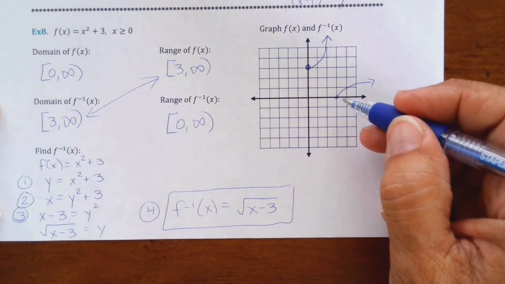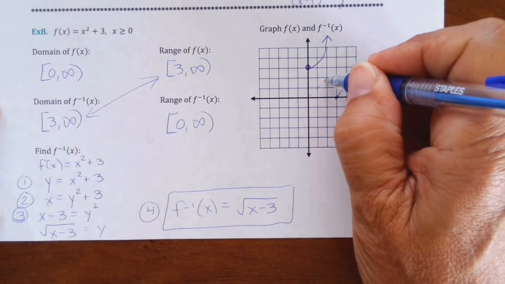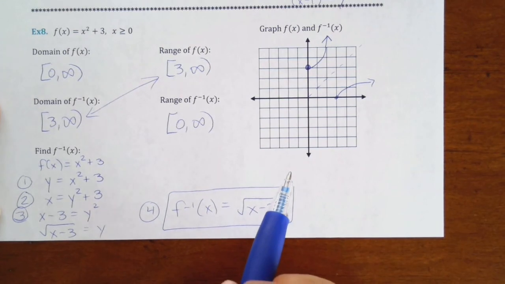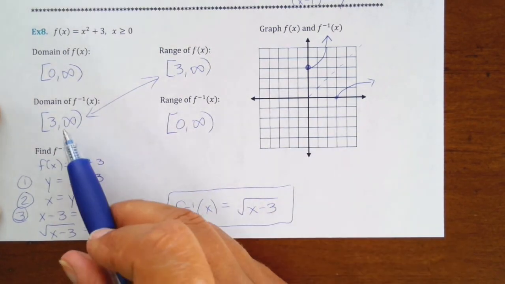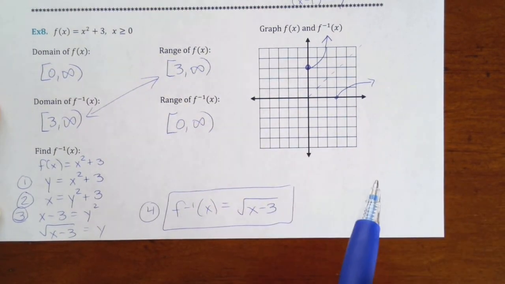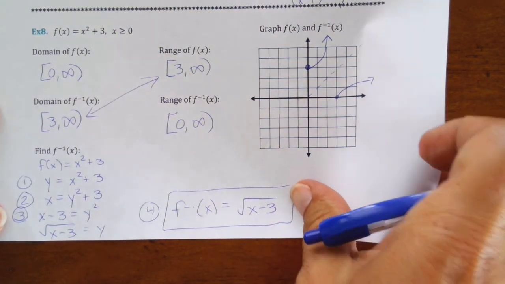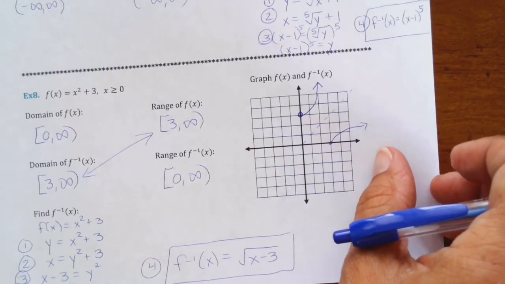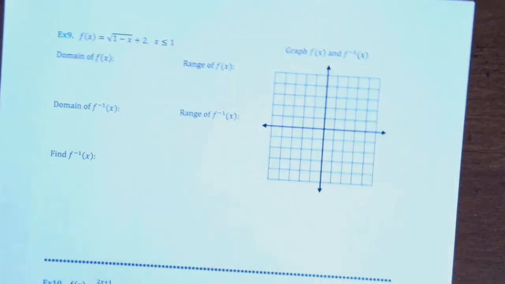Okay, so there's the inverse, and look at that. There's your imaginary line, and that is the line of symmetry for those. And the domain of that is definitely from 3 to infinity. Okay, so it works out nicely. So that's kind of a good thing.